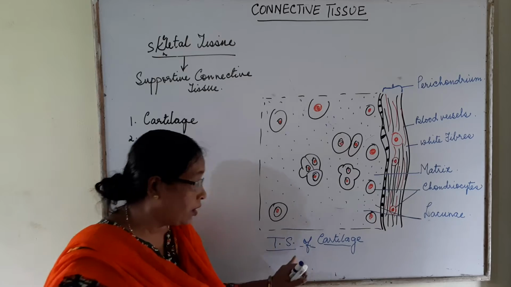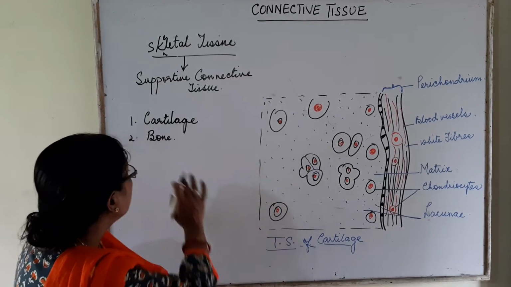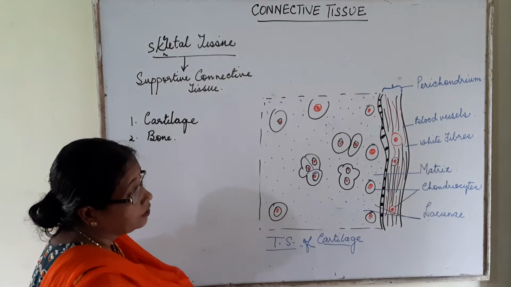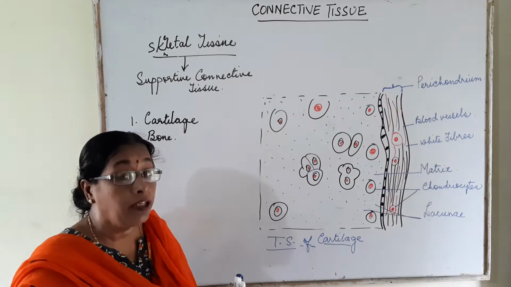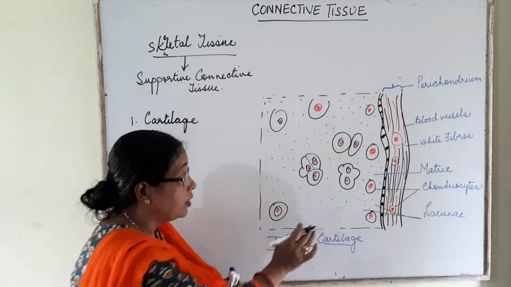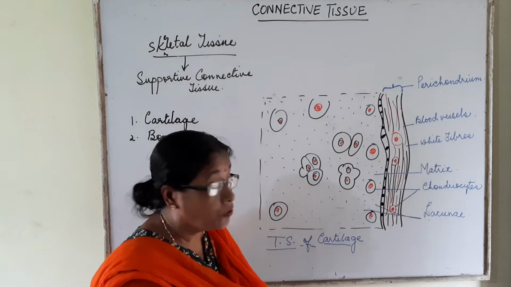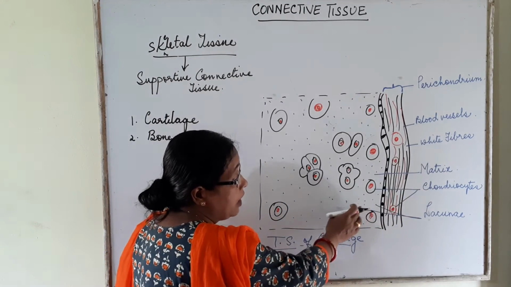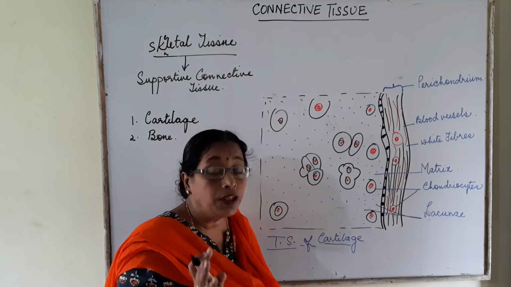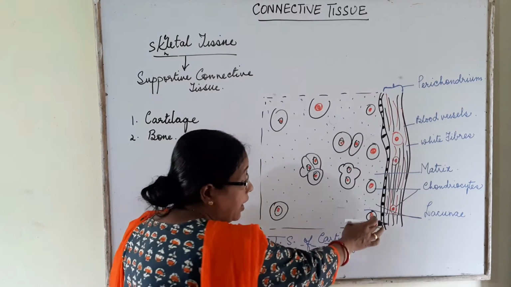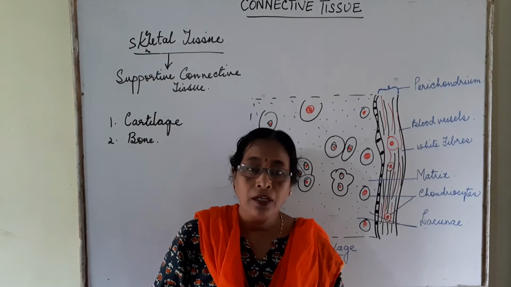Here I have drawn a diagram. This is cartilage. The matrix of cartilage is rigid and also flexible. The living cells are known as chondrocytes and the living cells are scattered in the lacunae. Lacunae is the fluid-filled space. The cartilage forms the endoskeleton of the body.